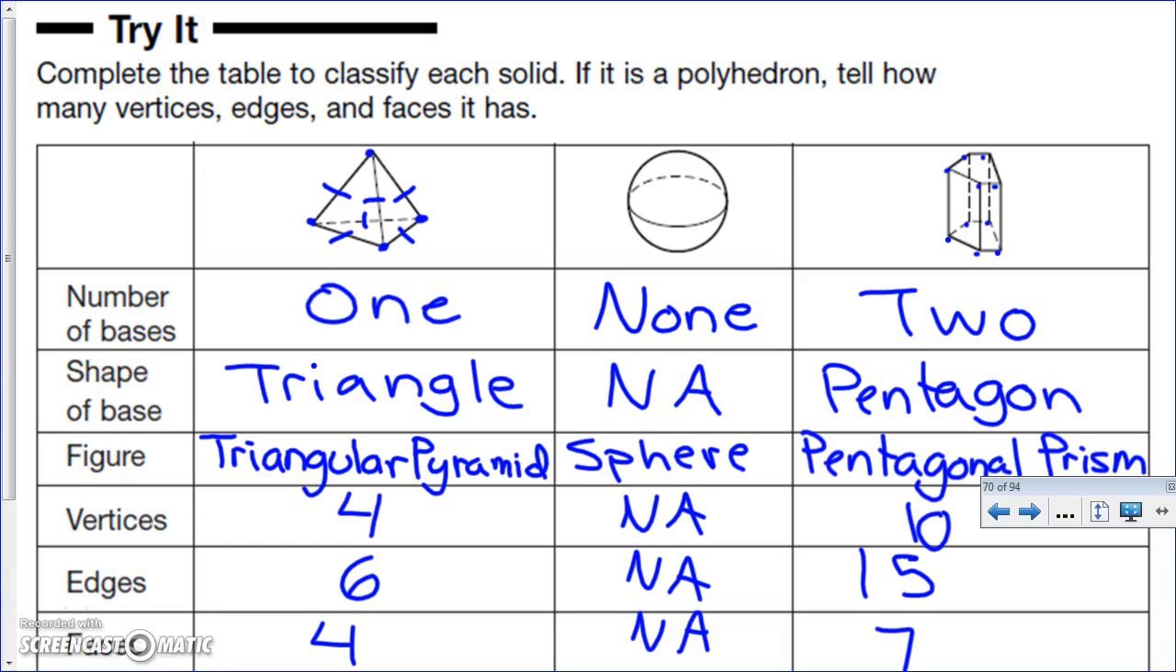All right, so please make sure you have copied down all of this information and glue the worksheet in your math notebook.